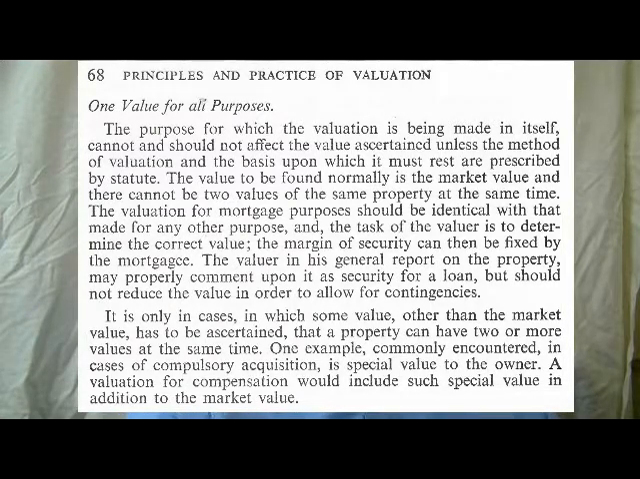It is only in cases in which some value other than the market value has to be ascertained that a property can have two or more values at the same time. The RICS Valuation Professional Standards for 2014 indicates for VPS 4, Basis of Value, Assumptions and Special Assumptions, that the valuer must determine the basis of value together with any assumptions or special assumptions that are appropriate for every valuation reported.